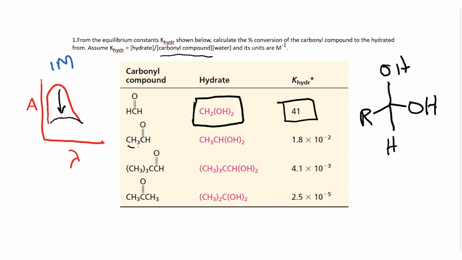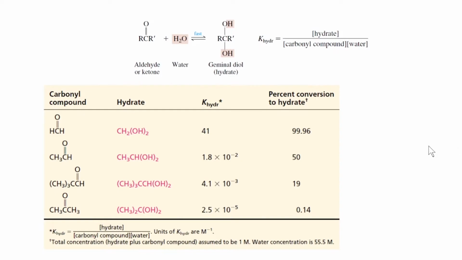As the substitution on this aldehyde goes up, and if you form a ketone, the value of the equilibrium constant goes down. So the question here is, what is the percentage conversion of the carbonyl compound to the hydrated form? I have worked out the answer. You take the aldehyde concentration and water concentration, and divide, and you get the K hydration. From this K hydration, if you assume that the concentration of water is 55.5 molar, you can find out the percentage of conversion to hydrate.